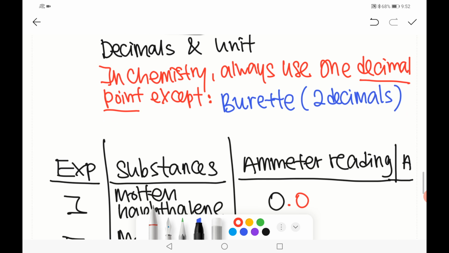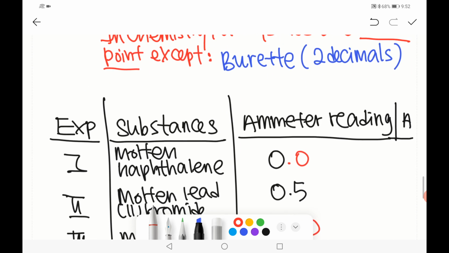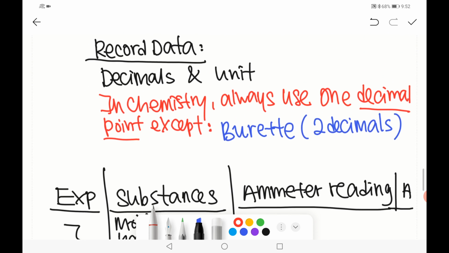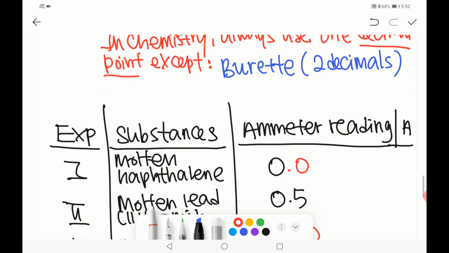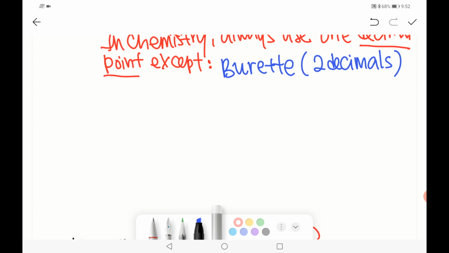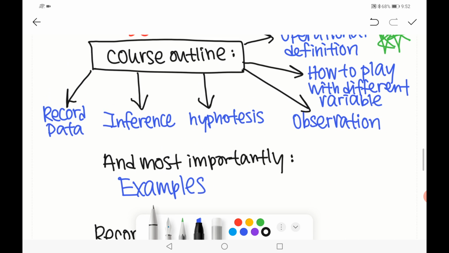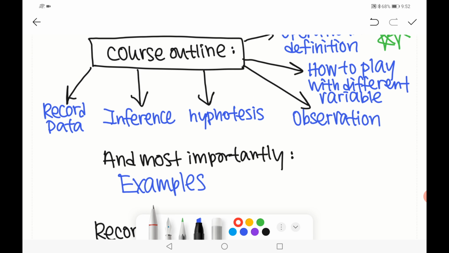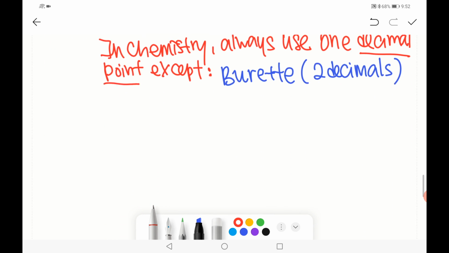Now I already showed you how we are going to do the recording, how we are going to record the data. The next thing that I would like to talk about is called inference. So for the second part, we already discussed record data. So let's talk about inference now.